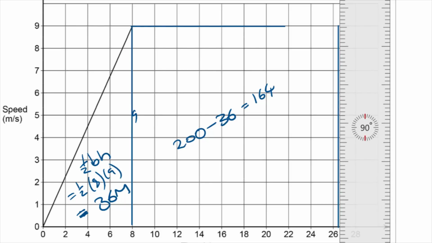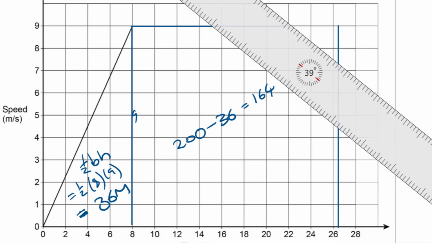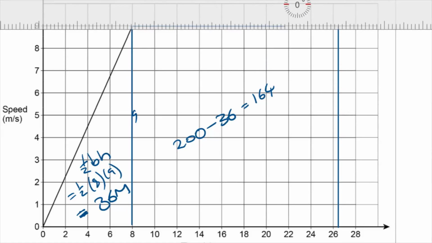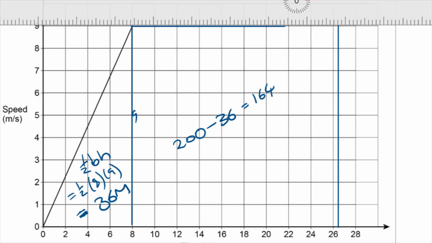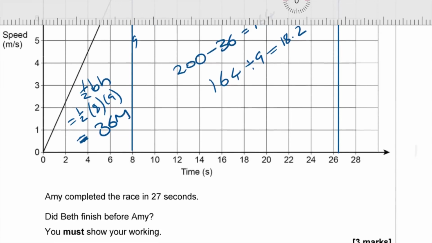So completing the graph unnecessarily because I've already got the answer, haven't I? But let's just finish it off for completion's sake. So 164 divided by 9 tells me that was 18.2. So she must have finished the race at 26.2 seconds.